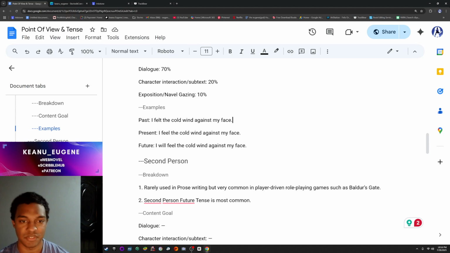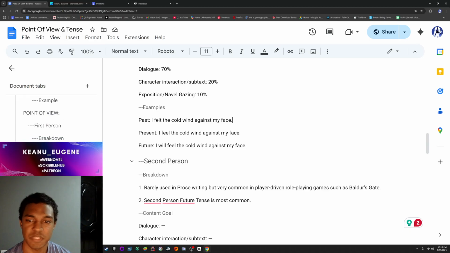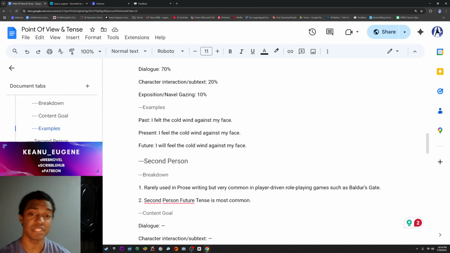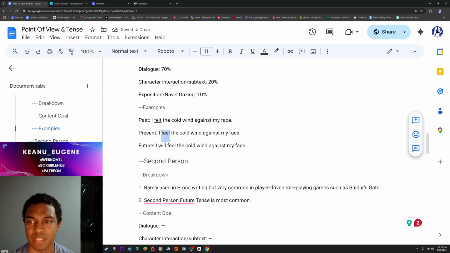Then the examples, right? This is the first person point of view example. First person past tense is: I felt the cold wind against my face, right? So I, the character, is the narrator, and he is telling you what he feels. First person present tense: I feel the cold wind against my face, right? So I will actually underline these words, because these are the tense words, right?